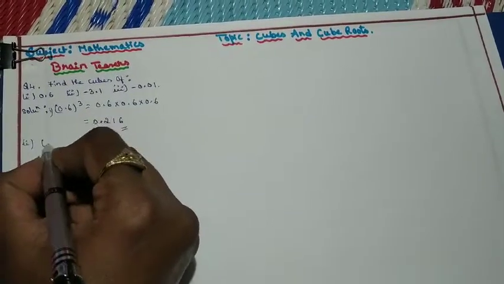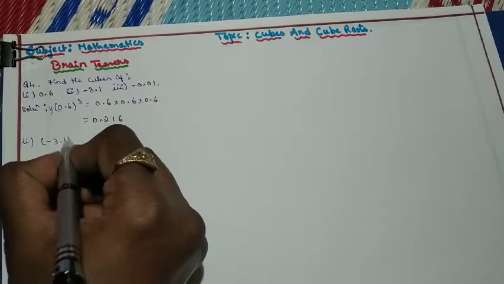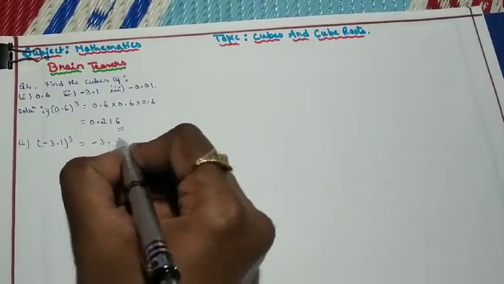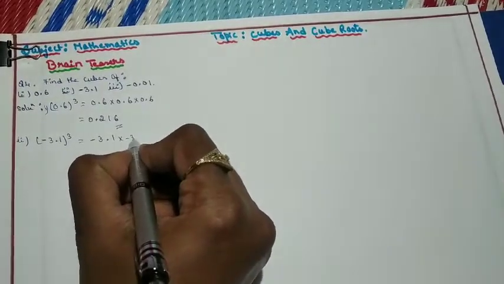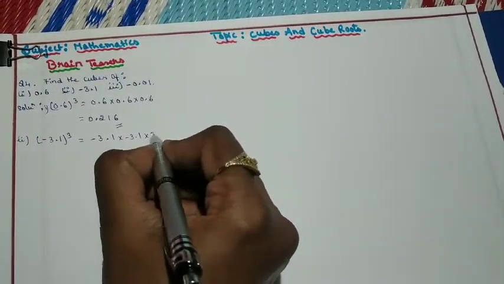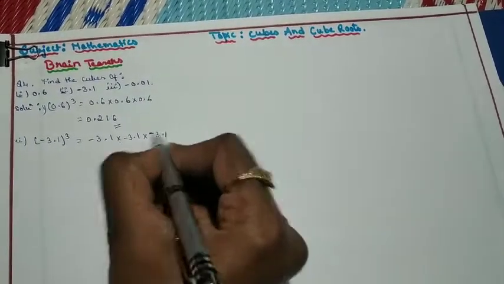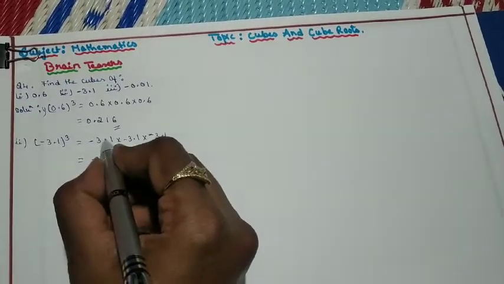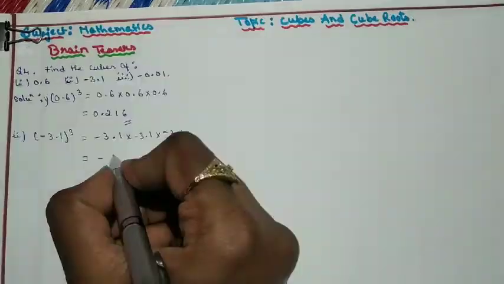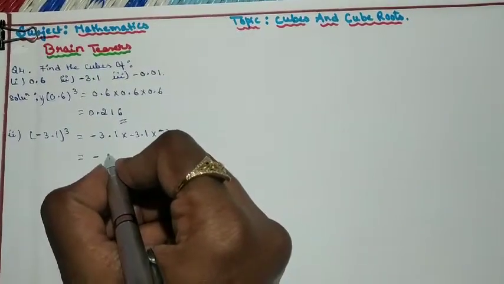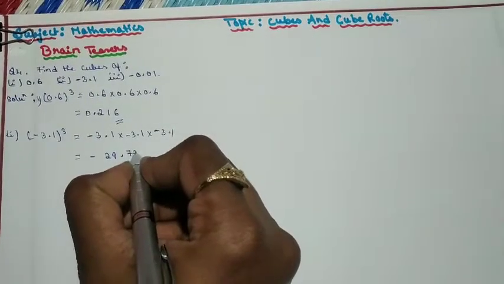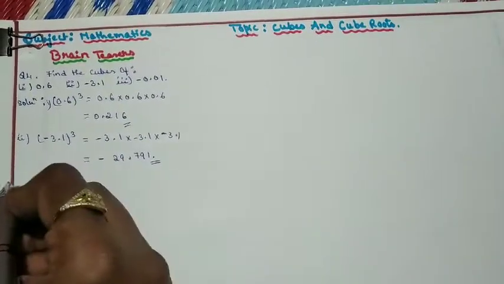Now moving to the second question, that is minus 3.1 whole cube. We know that cube of a negative is always negative. So minus 3.1 into minus 3.1 into minus 3.1. Then cube of negative is negative. So minus, then 3.1 into 3.1 into 3.1. So the answer is 29.791.